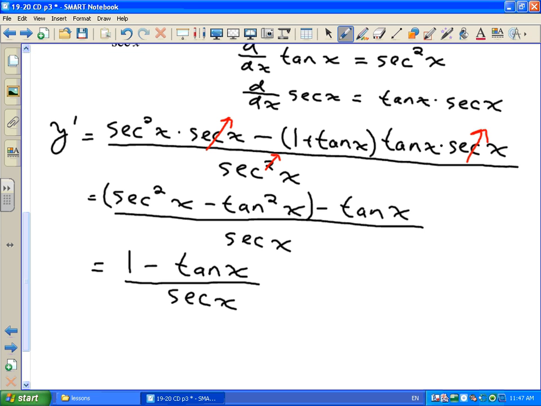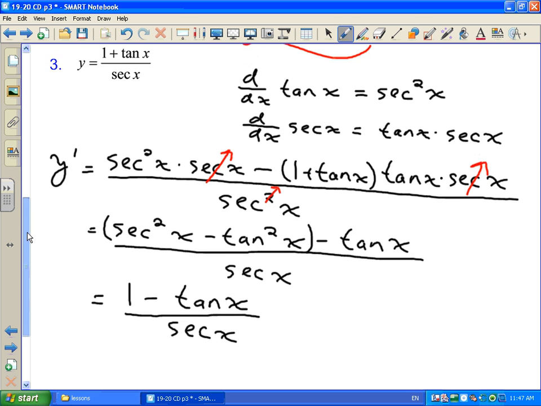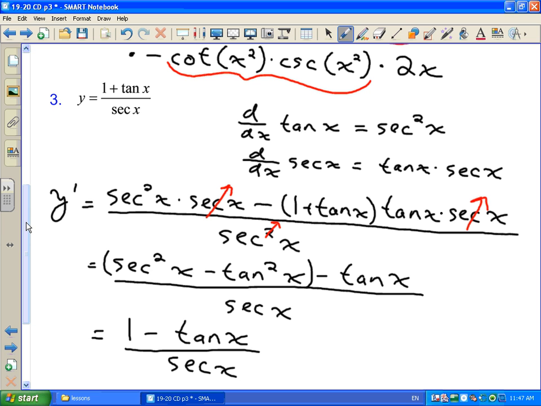Yeah. So the reason I chose this one is just to emphasize that it is possible sometimes to simplify them using identities, so you should be aware of that. And I thought this one was kind of neat that you started with 1 plus tan x over secant x, and you ended up with 1 minus tan x over secant x as your derivative. Okay, so that's box C. Basically, you need to know those derivative rules.